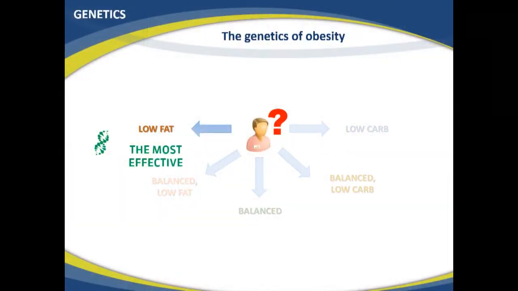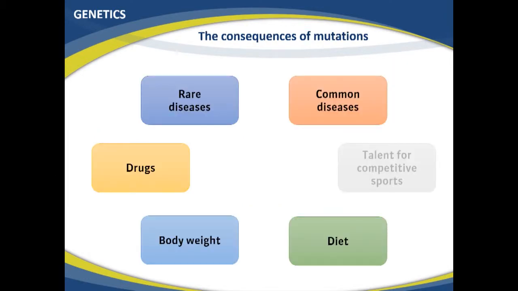The same thing goes for carbohydrates. Some people gain more weight from carbohydrates, others do not. So really we can find out how your body's built, how much of each of these substances is absorbed. And we can find out from a genetic test what is most effective, low fat, low carb, and so on. So this is body weight.